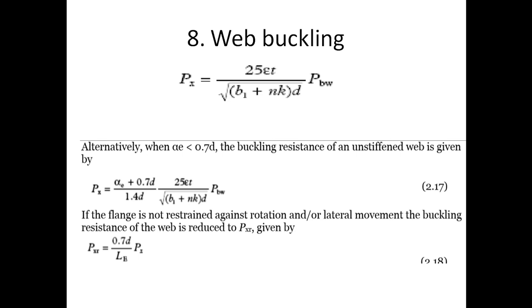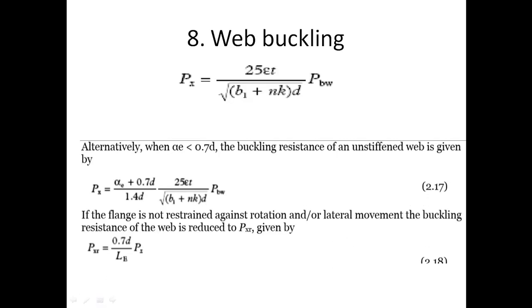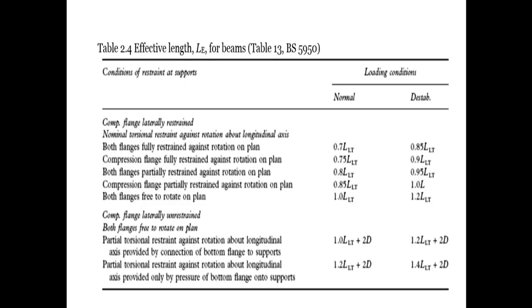Subsequently, you will see the application of this formula. Just take note of them. As you can see, following the mouse, you can see LE. LE stands for what? L subscript E stands for effective length. It's very, very easy to get your effective length based on your condition. It's gotten from this table, table 13 of BS 5950. Pick it and calculate. If you have both flanges fully restrained against position of plan and it is normal loading, due to the loading condition, I can pick 0.6 multiplied by the length of the beam. Same thing applicable to all different conditions of the beam.